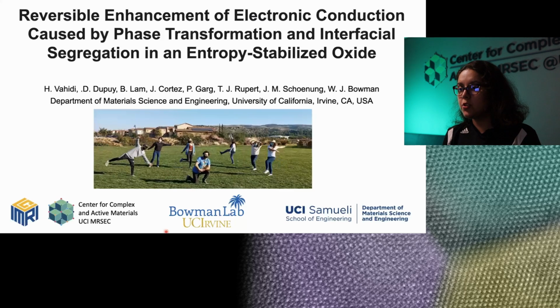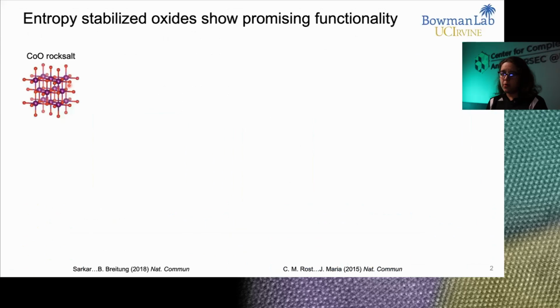So let's get into high entropy or entropy-stabilized oxides. Entropy stabilization is a material design strategy where you can design new materials, and in some way you can say that you're expanding the periodic table. If you think about it, if you have a binary ceramic oxide like cobalt oxide, you have cobalt cations and oxygen anions in your lattice.